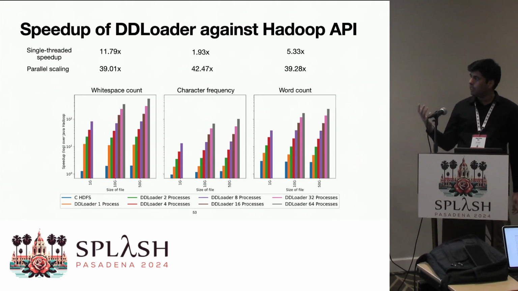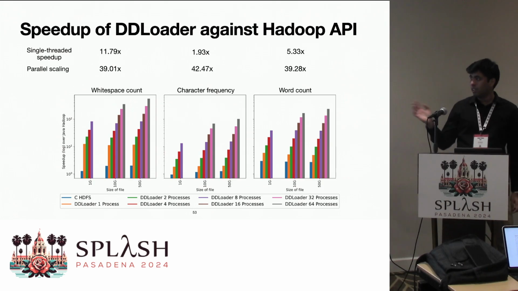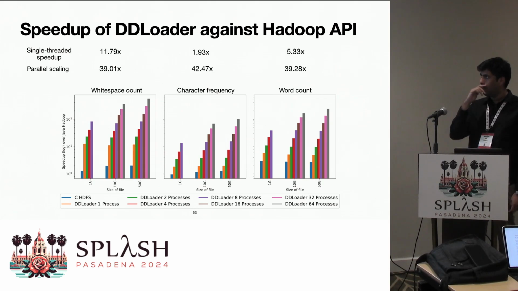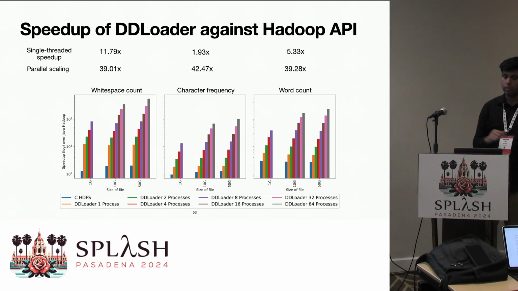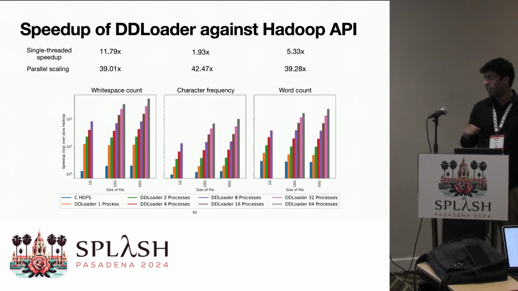And while we can see that the C API of Hadoop is slightly faster than the Java API in some cases, DDLoader is significantly faster than both. For a single thread, DDLoader is faster than the Java Hadoop API by a geometric mean of 11.79 for whitespace count, 1.93 for character frequency, and 5.33 for word count. And when we scale DDLoader, we can see that for 64 processes, DDLoader achieves around a 39 times speed up for most of these operations.